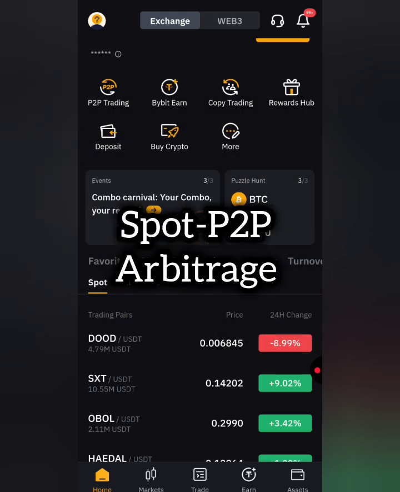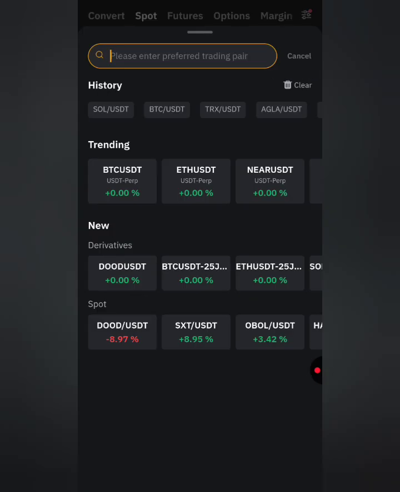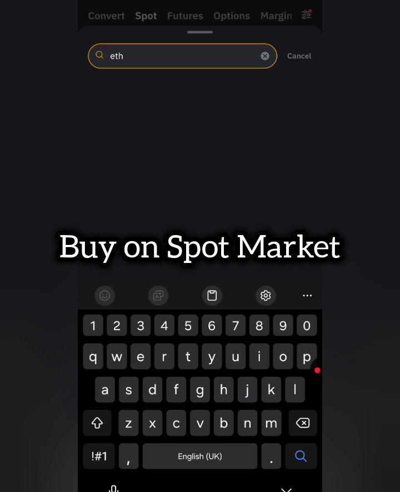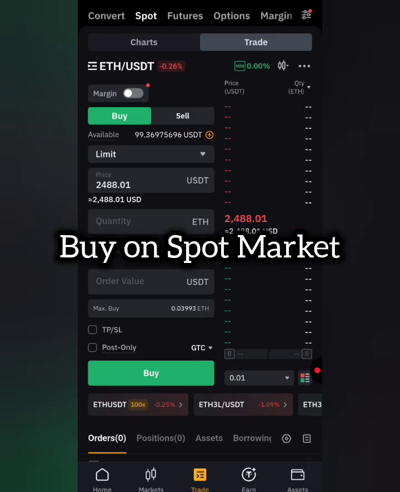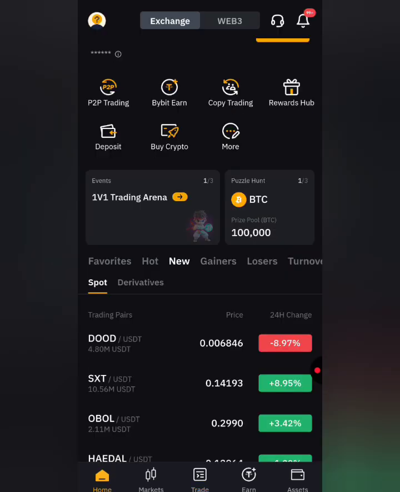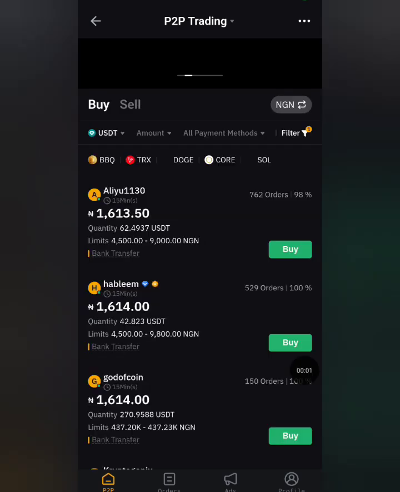So I've actually talked of one before on my channel, whereby let's say you could actually come and buy a token like the ETH right here on the spot market, okay? You could actually come here to your spot market and purchase Ethereum right here, okay? Then once you purchase it, you move it to your funding wallet, and then you come to the P2P trading right here. So this is just an illustration, guys.